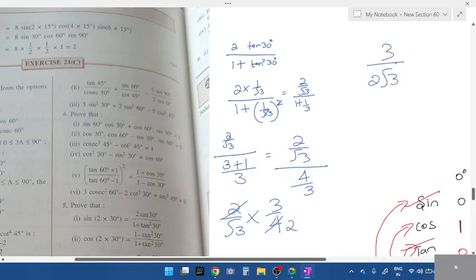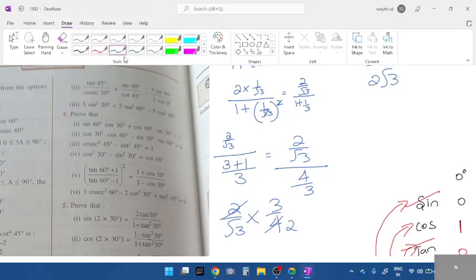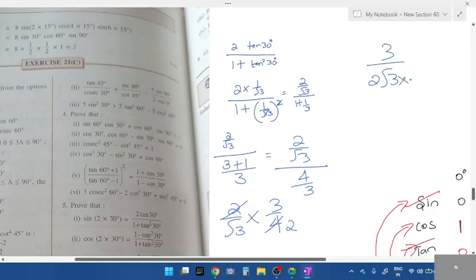Root 3 is what kind of number? Rational or irrational? It is irrational. How do you rationalize? I have to multiply by root 3. So numerator you have 3 root 3, denominator 2 into 3, right? 3 and 3 get cancelled.